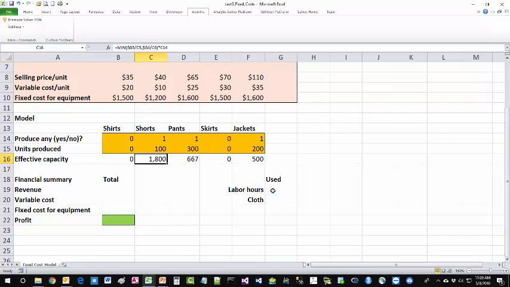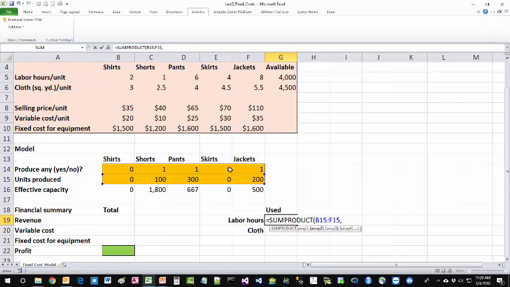To figure out the amount of labor and material used, we take a sum product of that number of units produced with the labor hours per unit, and get the 3,500, which is under 4,000, as we know it would be because that's how we calculate the effective capacities. And the same idea here: a sum product of units produced with the material requirements per unit gives us a number of square yardage that's less than the available amount.